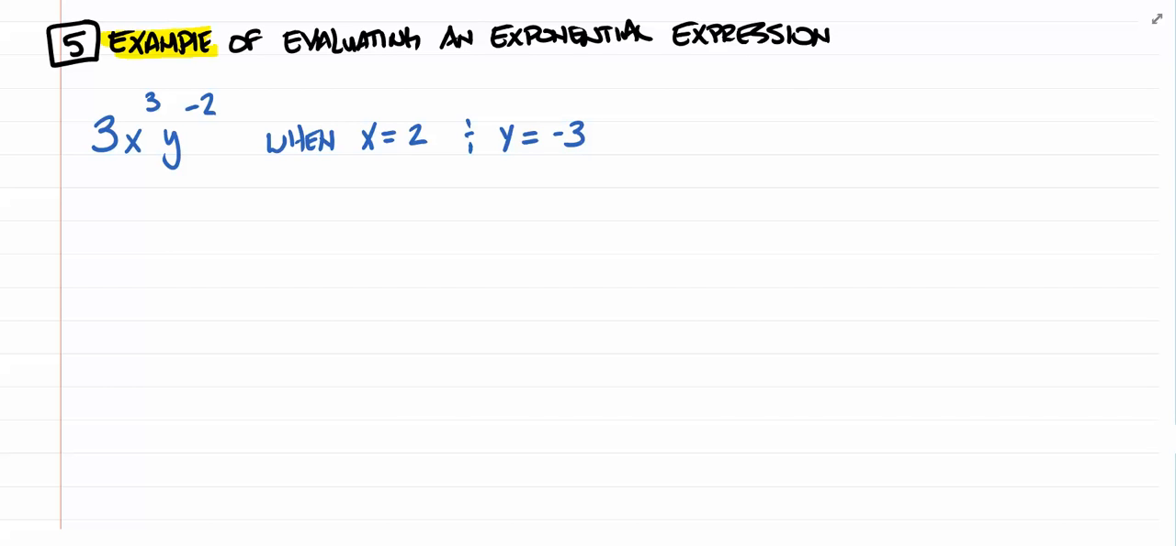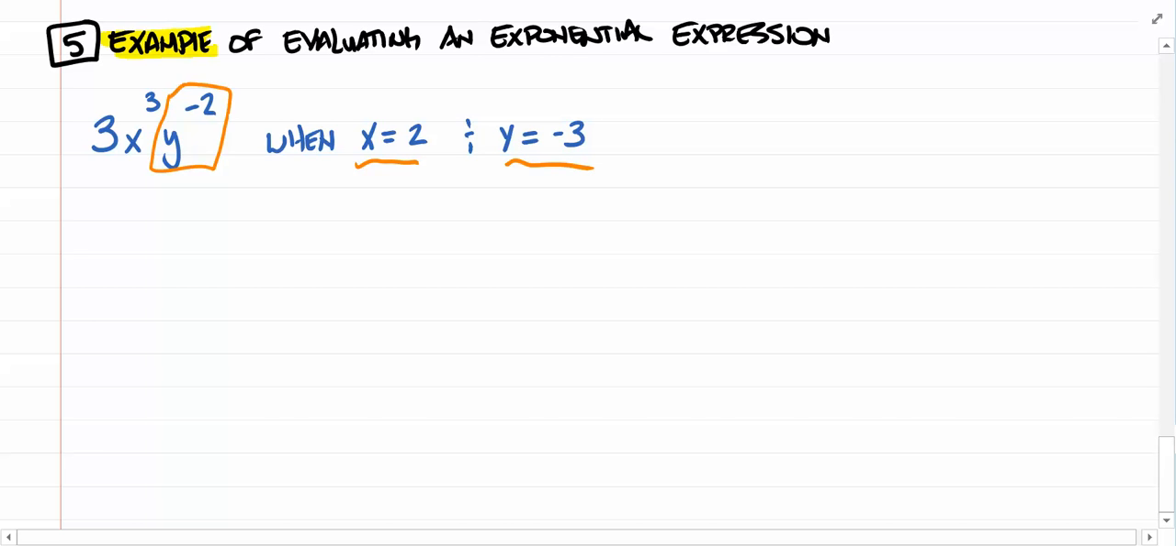Box number 5 is an example of evaluating an exponential expression. So we have 3x to the third, y to the negative 2. What does that expression become when x is worth negative 2 and y is worth negative 3? So some people like to plug in the values first, and others like to simplify it first. It doesn't matter. I'm going to go ahead and simplify this first. So I'm noticing that the y is the only variable that has a negative exponent. So it's going to move to the bottom of the denominator. So this is going to be 3x to the third divided by y squared.